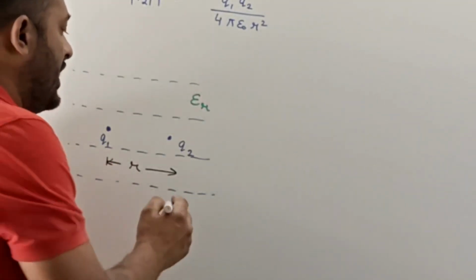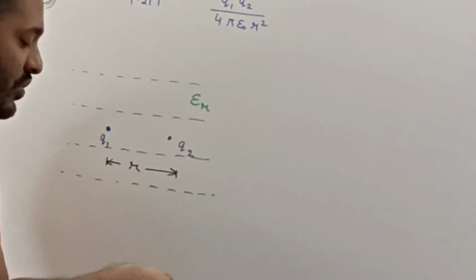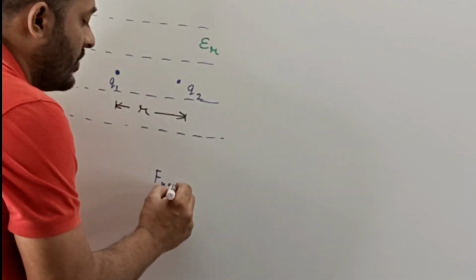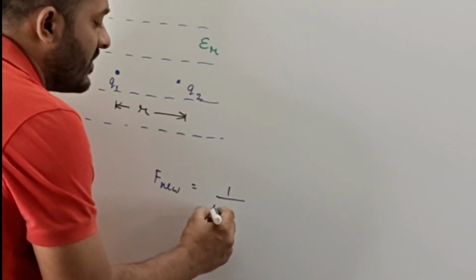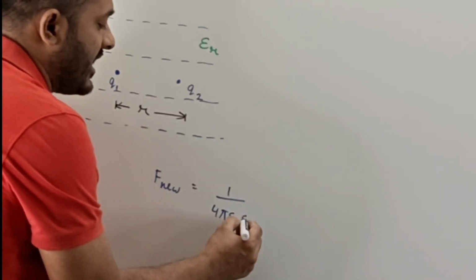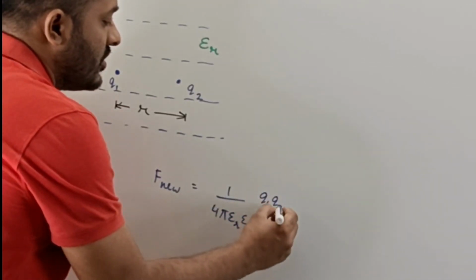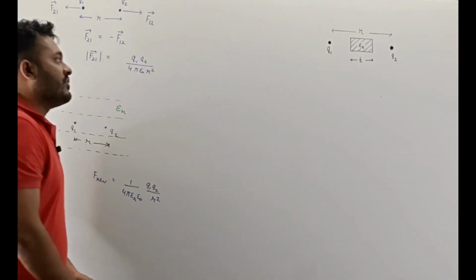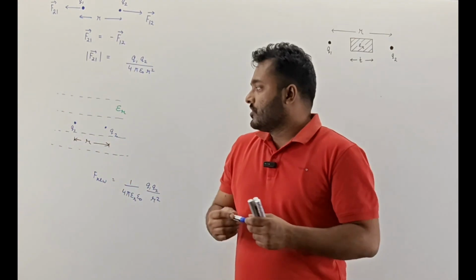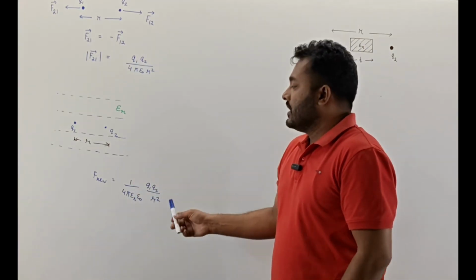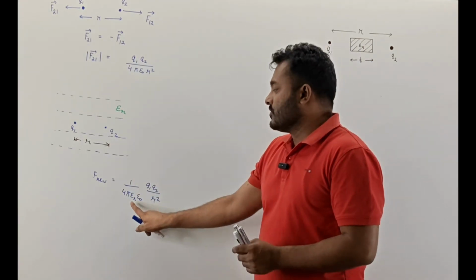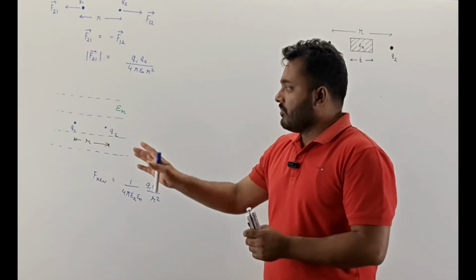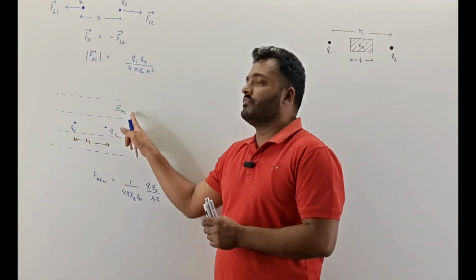So now the magnitude of the new force can be calculated as F new is equal to 1 by 4 pi epsilon r epsilon naught Q1 Q2 by r square. So this is the new force which we have. So we can say that the force between the two charges gets reduced by this parameter epsilon r when it is introduced in a medium of dielectric constant epsilon r.